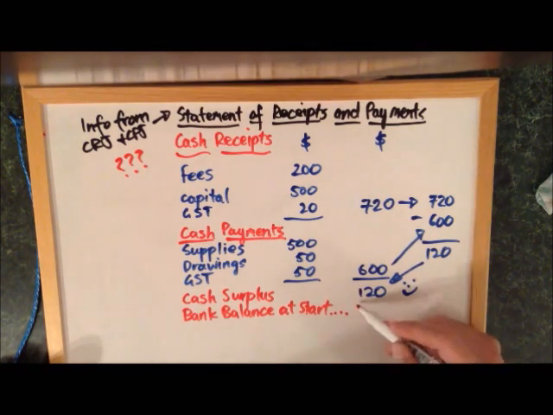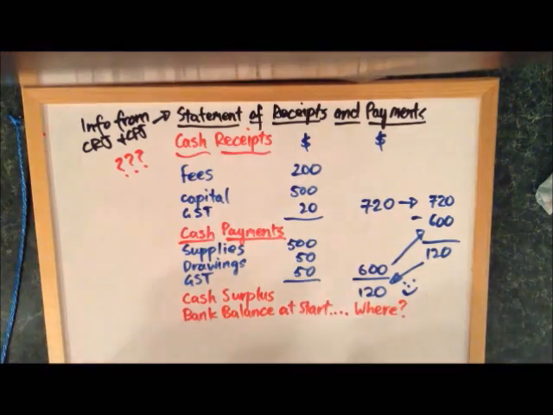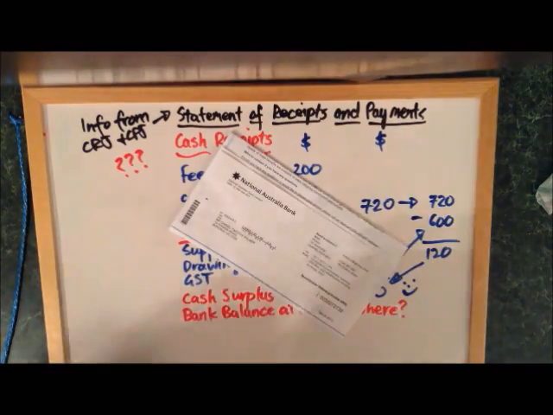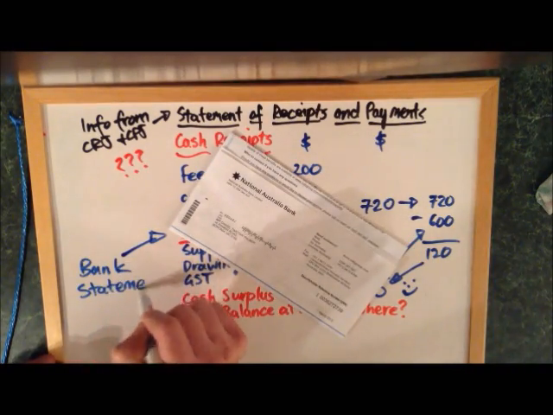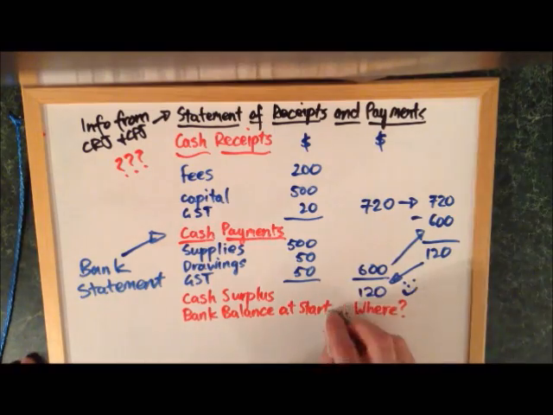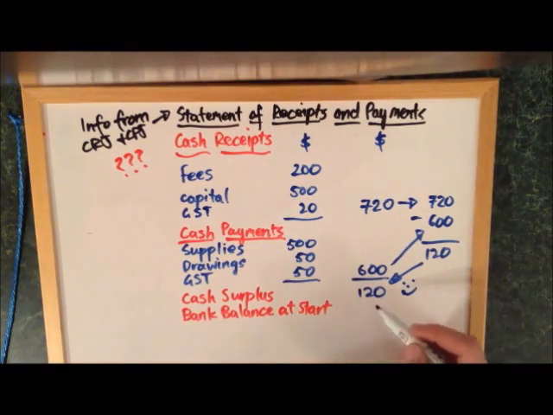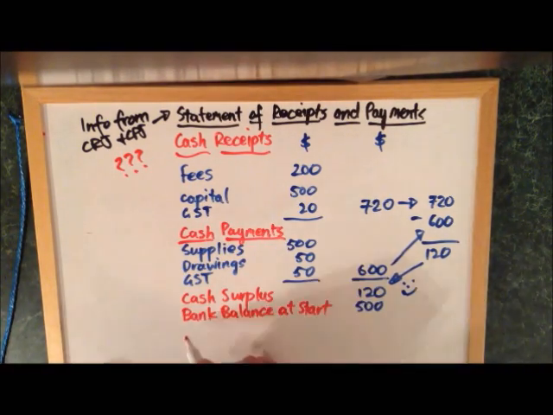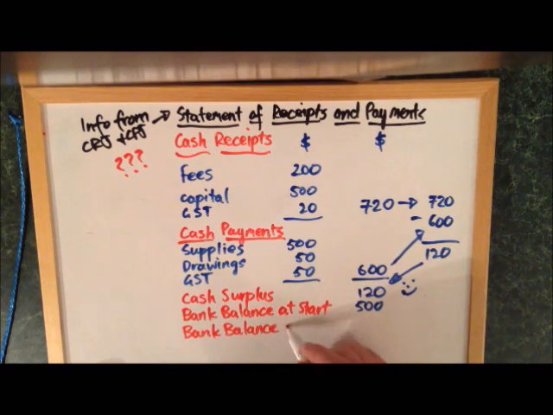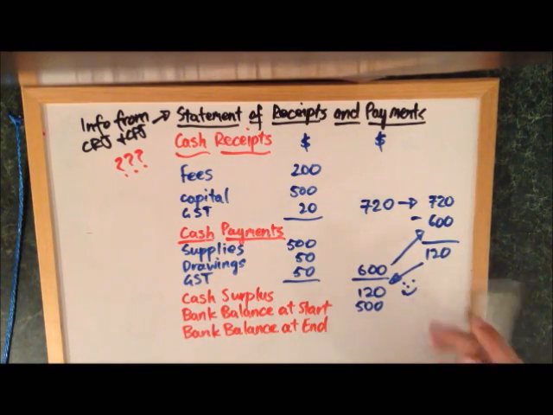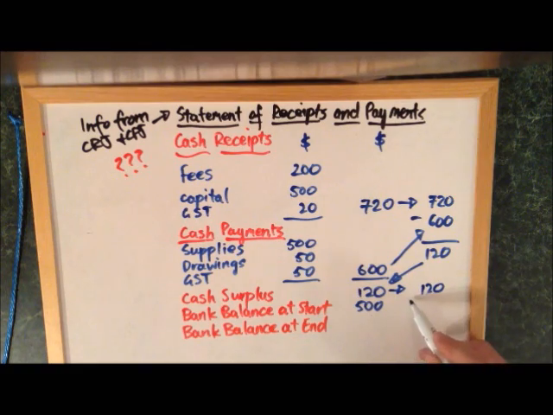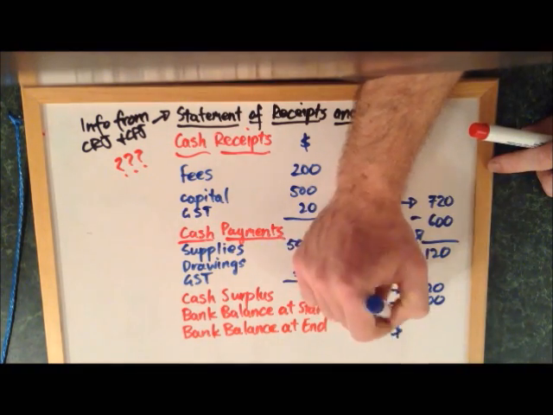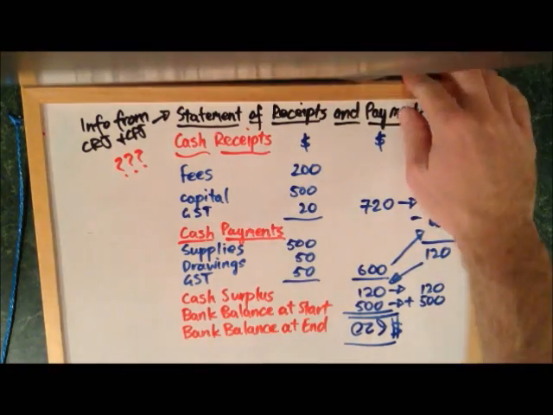Now, we add that cash surplus to the bank balance at the start, which we get from the bank statement. So say for example the bank balance was $500, we add those two together and we will get the bank balance at the end, which is $620.